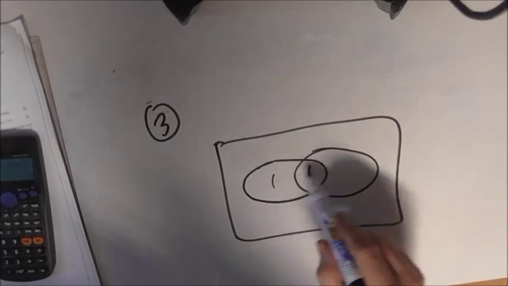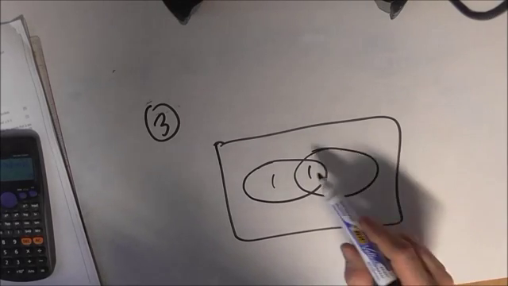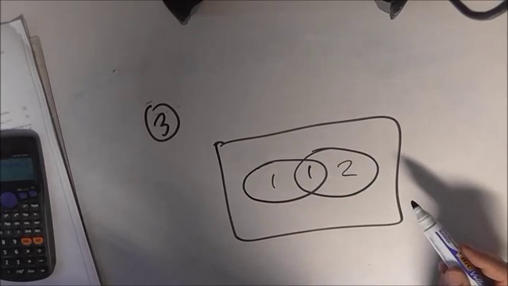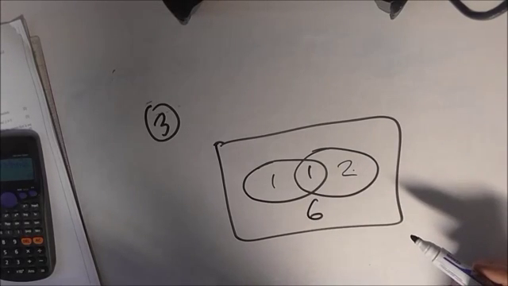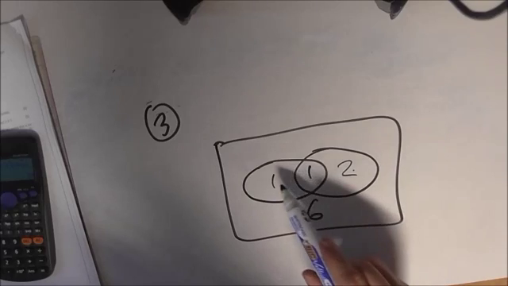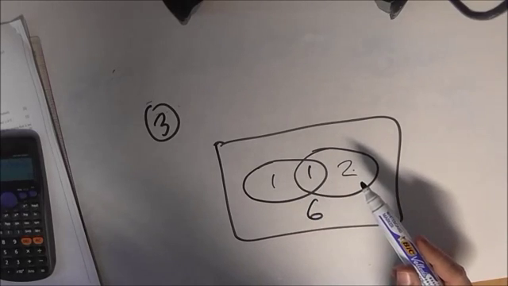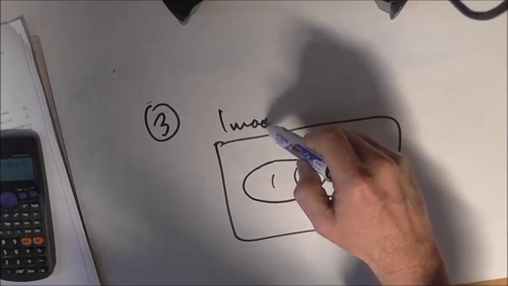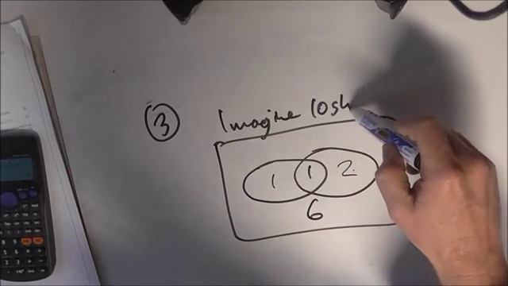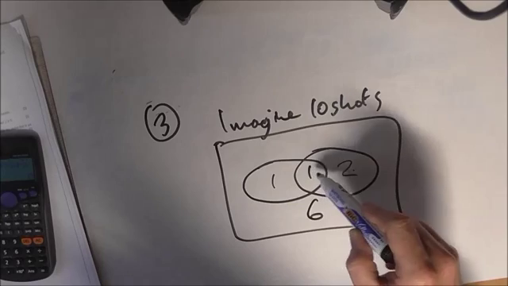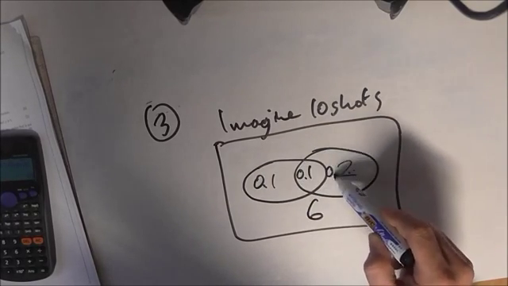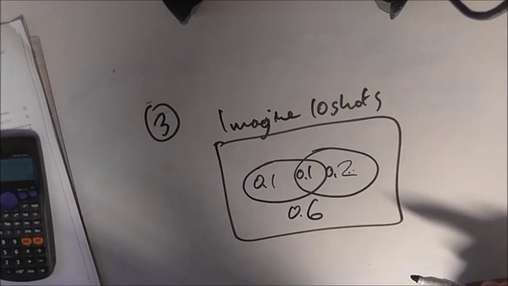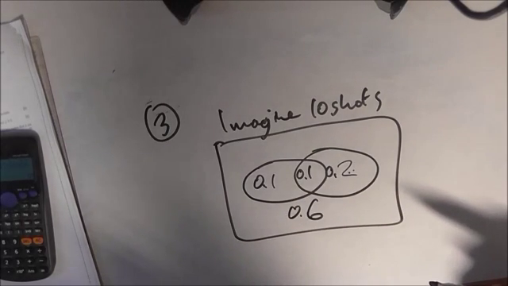So that's got to be a 1, so that adds up to 2. That's got to be 2, so that's adding up to 3. And if there's 10 overall, there's got to be 6 outside. So now we're good to go. So I'm just imagining 10 shots. Now you don't have to do that. You can write 0.1, 0.1, 0.2, 0.6. That's also good. I'm just keeping it concrete to be more friendly on my brain. So anyway, we're good to go now.